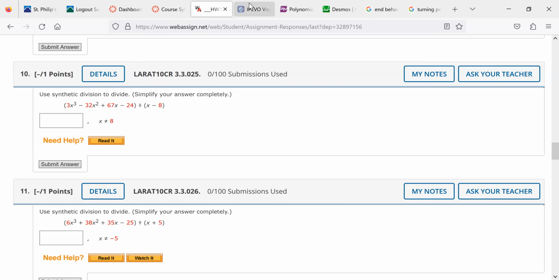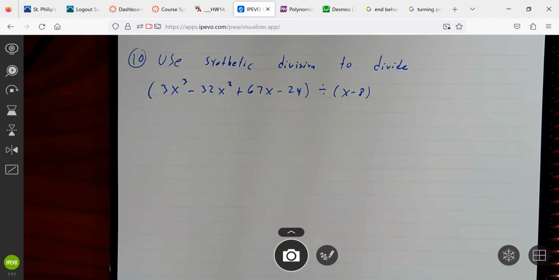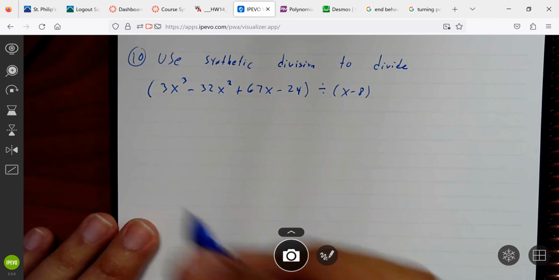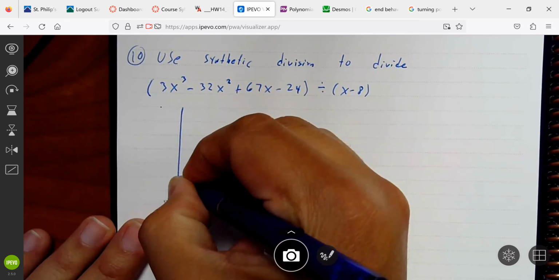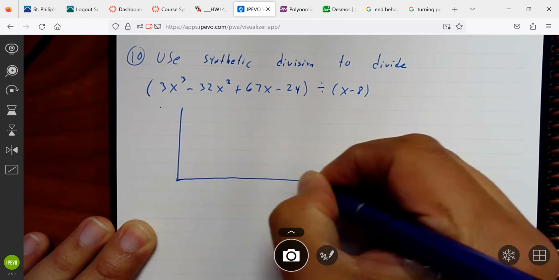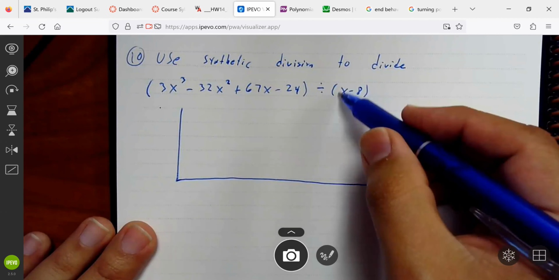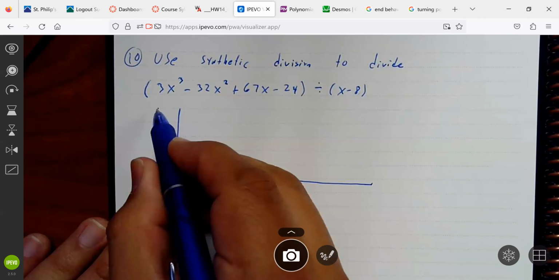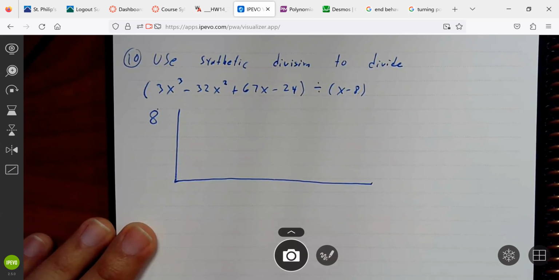Okay, so let me show you the synthetic. I think you'll like this one. So maybe you've done it before, I don't know. I just do a little bar here. Whatever I'm dividing by, x minus 8. If I'm dividing by this, then I use the 0 to divide by. All right, 8 would make the 0.